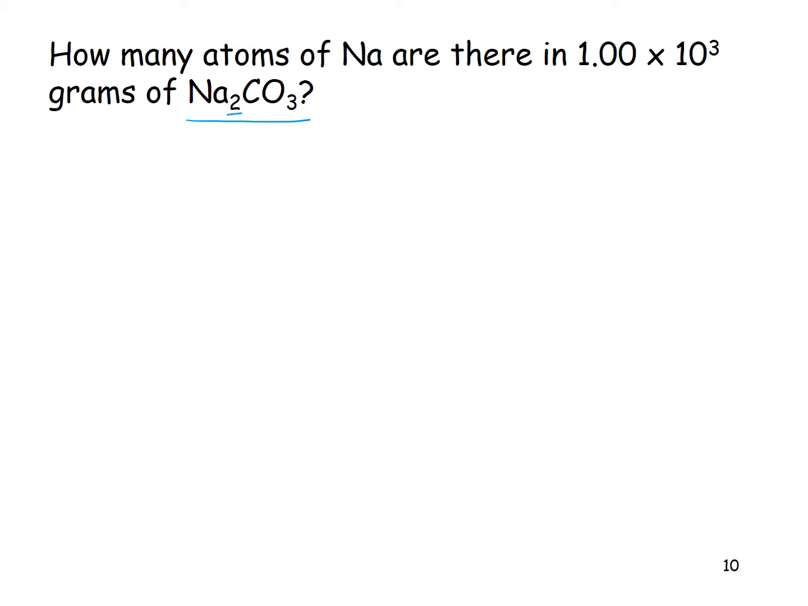These two here represent that you have 2 sodium atoms in one molecule of this compound. There's a 1 here that we don't show, and this means that in one molecule of this compound, you have 1 carbon atom. The 3 here means that you have 3 oxygen atoms in one molecule. So one representation of this molecule tells you how many atoms you have.